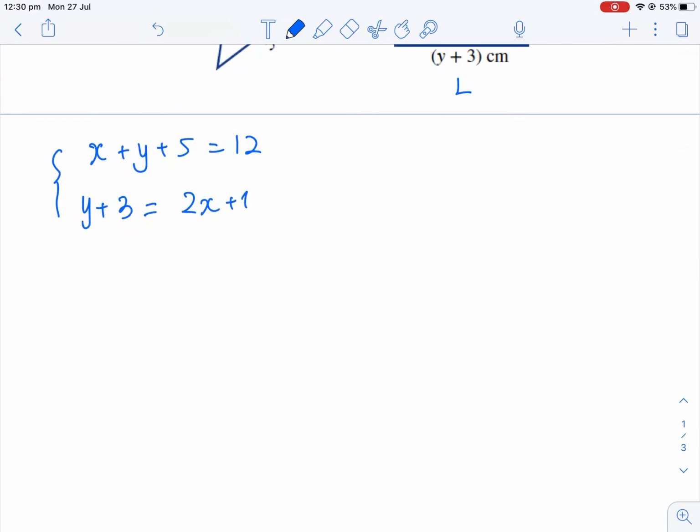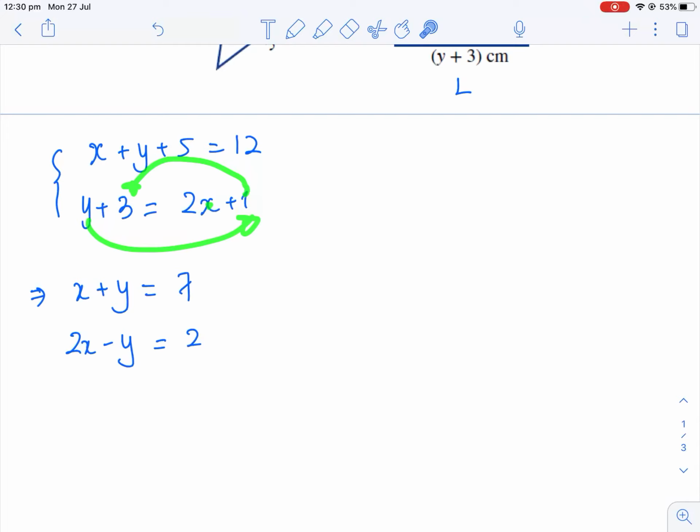All right, so from here, the first one I have is x plus y equals 7, because I move 5 over, turning it to negative 5. And the second one, I'm going to have 2x take away y equals 2. I move y over, so it turns to negative y, 2x take away y, and 1 over here, so 3 take away 1 is 2. And these are my simultaneous equations.